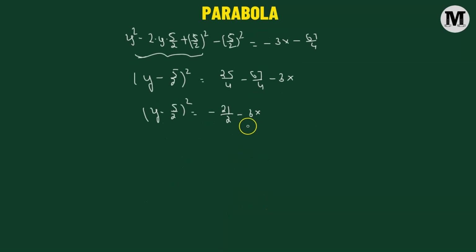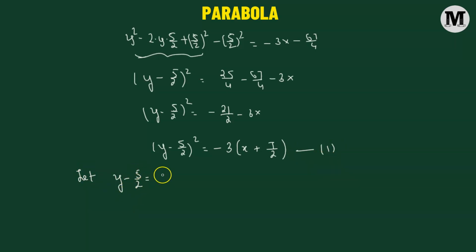We're going to take −3 as the common factor. We have (y − 5/2)² equal to −3 times (x + 7/2). Fine. Now we're going to label this as number 1, and we're going to make a substitution here. Let y − 5/2 equal Y in uppercase, and x + 7/2 equal X in uppercase. Then equation number 1 is going to now become Y² = −3X.